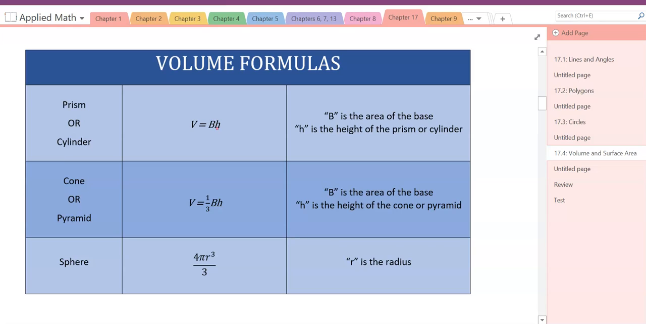If I was looking at my filing cabinet over there, the top and the bottom would be my bases. If I wanted to know the height, I'd have to measure how tall the filing cabinet is, how much distance is in between the top and the bottom of the filing cabinet.